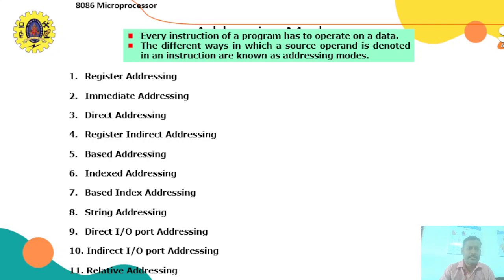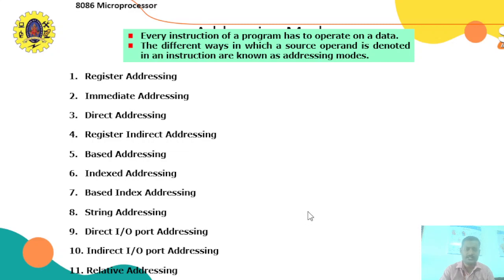First one, register addressing mode. Second one, immediate addressing mode, direct addressing mode, register indirect addressing mode, base addressing mode, indexed addressing mode, base index addressing mode, string addressing mode, direct IO port addressing mode, indirect IO port addressing mode, relative addressing mode, and implied addressing mode. So these are the addressing modes that the 8086 microprocessor supports.